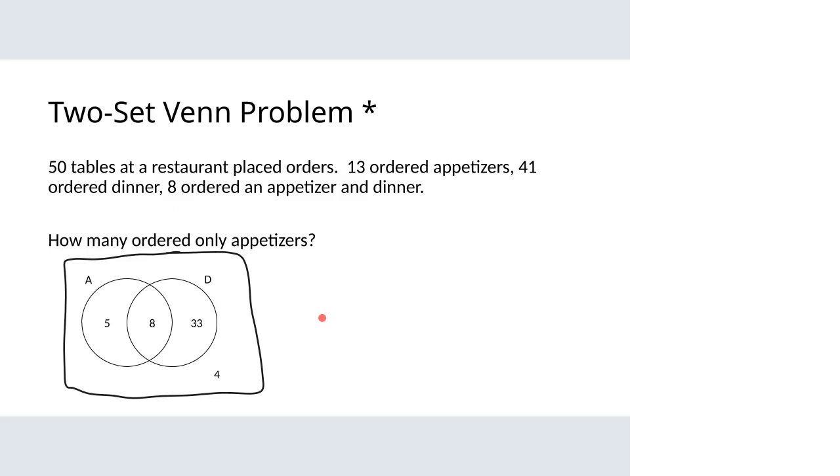Only appetizers. Well, what that means, if they only ordered appetizers, they're in the appetizer circle, but they didn't order dinner. So it's just those 5 people in region 1. If you wanted to write this in symbols, you could say they ordered appetizers, but not dinner. So that's appetizers and not dinner. You don't have to, but if you wanted to, that's how that would go.